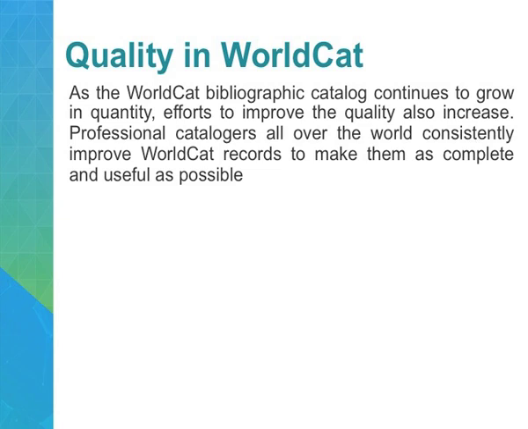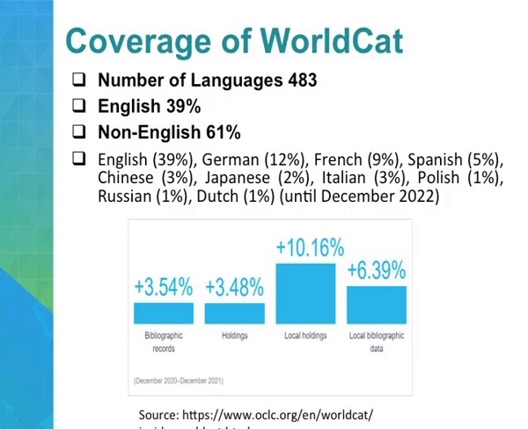Now we need to discuss quality in WorldCat. As the WorldCat bibliographic catalog continues to grow in quantity, efforts to improve the quality also increase. Professional catalogers all around the world consistently improve WorldCat records to make them as complete and useful as possible. So what is the coverage of WorldCat? There is a large amount of content in different languages in WorldCat: 483 languages are available.